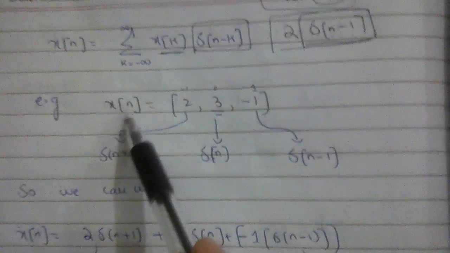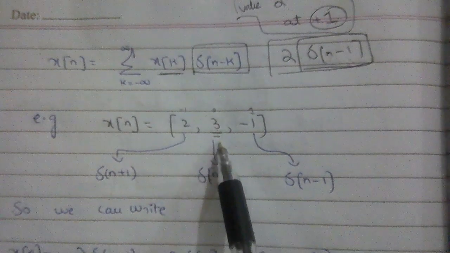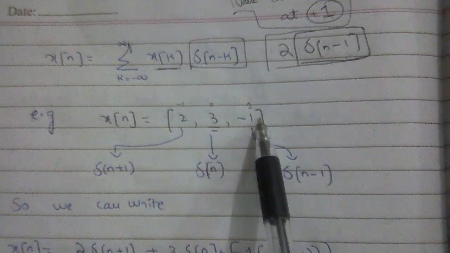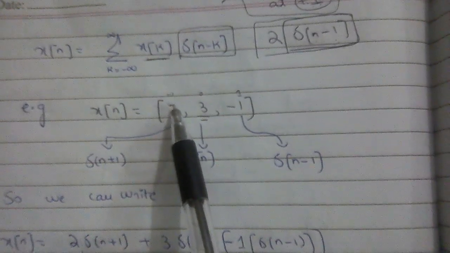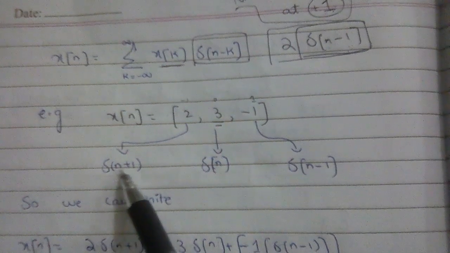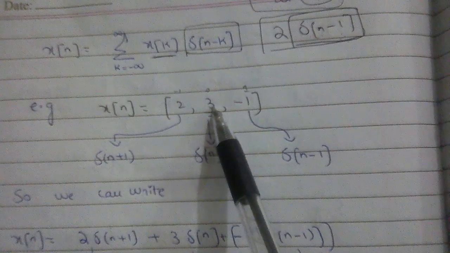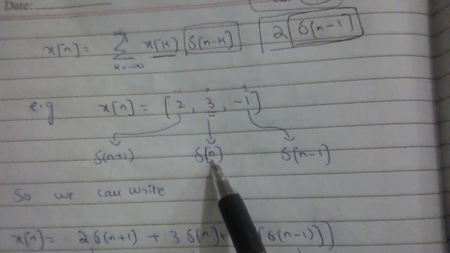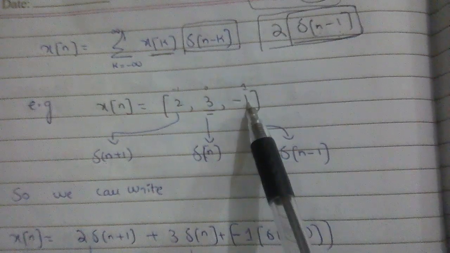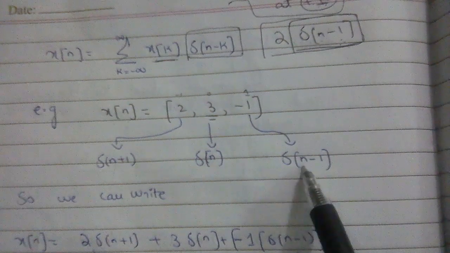Similarly, if I have an input, for example, I am taking an example, x of n is 2, 3 and minus 1. This 3 is at index 0, this minus 1 is at 1, and this 2 is at minus 1. So the point at minus 1 can be represented through an impulse signal as delta n plus 1, and the point at 0 can be expressed as delta n, and the point at plus 1 can be represented as delta n minus 1.